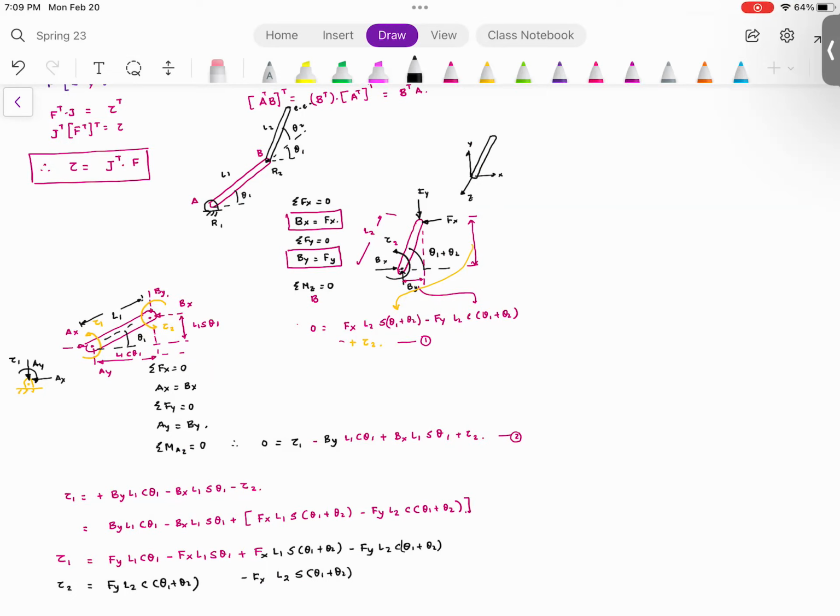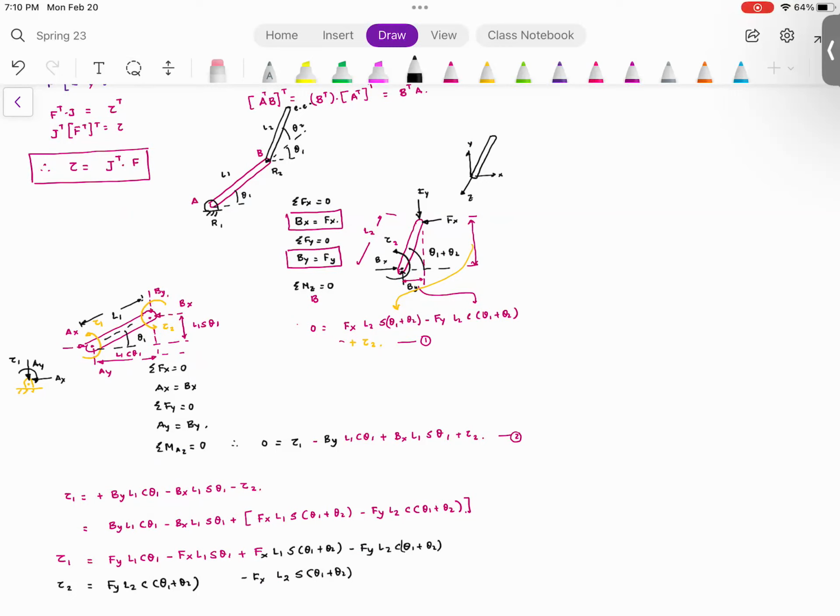Everyone understood this? Then I proceeded to link one. In link one, I used the conditions of equilibrium and took the moment about point A. Summation of moment about point A is zero, and that is given by this equation. Everyone understood this? And the rest is the mathematical jugglery.